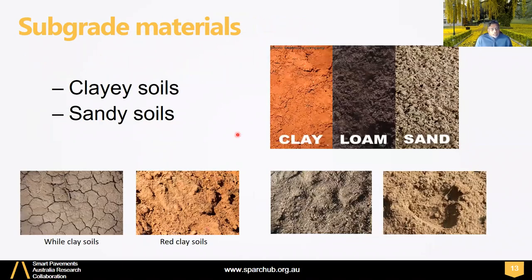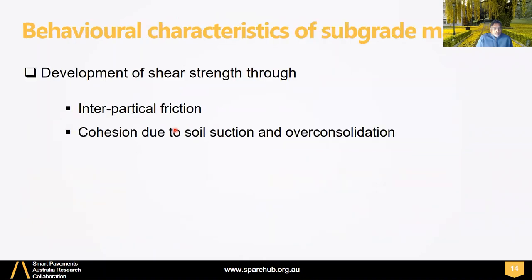Subgrade materials are predominantly soils, clay soils and sandy soils, as you can see here. That's the natural material over which the pavement is constructed, of course prepared prior to pavement construction. Subgrade materials are also particulate materials, although they are predominantly clay, they are still particulate materials. So they develop strength through interparticle friction or shear.